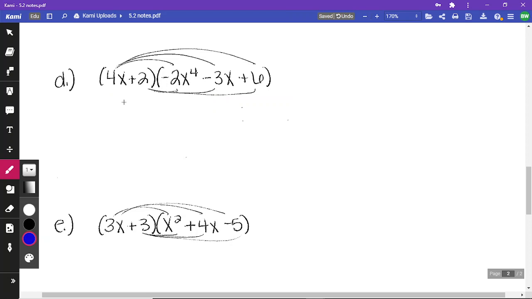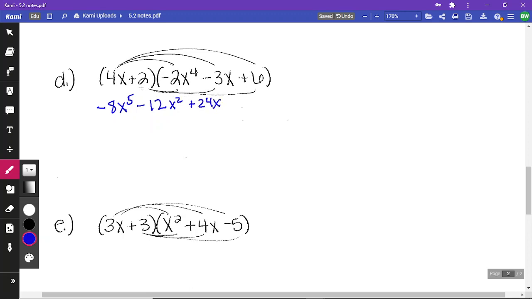So let's do it. We take the 4x times all 3 of those, and we get negative 8x to the 5th when we take the 4x times negative 2x to the 4th, right? And then we get, taking next 4x times negative 3x, so that's negative 12x squared. Okay, and then 4x times 6 is positive 24x.